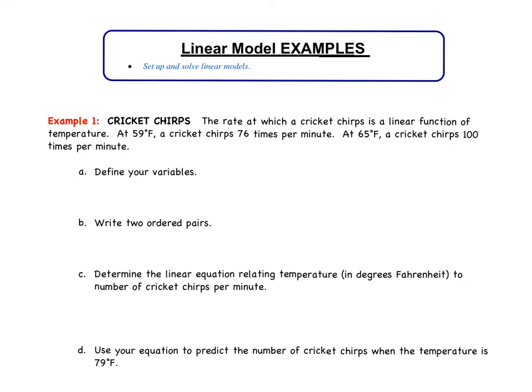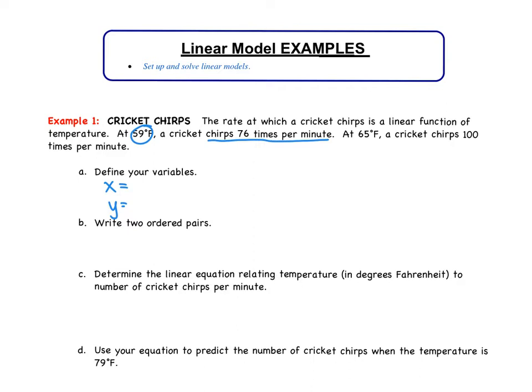So we need to figure out what our variables are and which one makes sense for X and which one makes sense for Y. In this case, we are given a temperature and we are given a rate at which the cricket chirps. So one of those is going to be X and one is going to be Y. Now, it matters which one you put as X and which one you put as Y. X is our independent variable. So X will be affecting Y. So we need to ask ourselves, does the temperature affect the rate at which a cricket chirps? Or does the rate at which a cricket chirps affect the temperature?